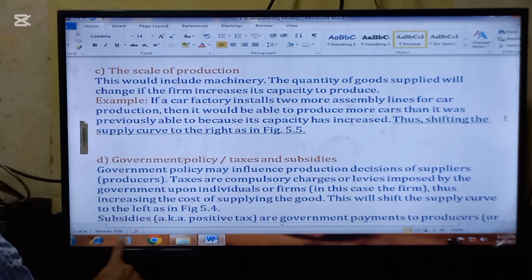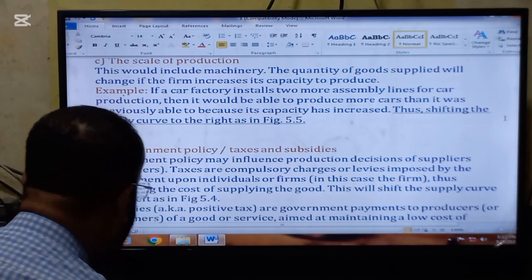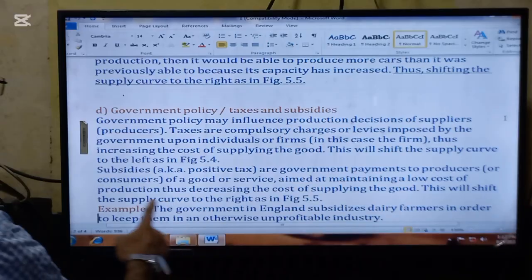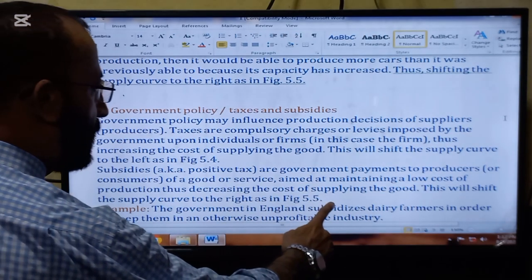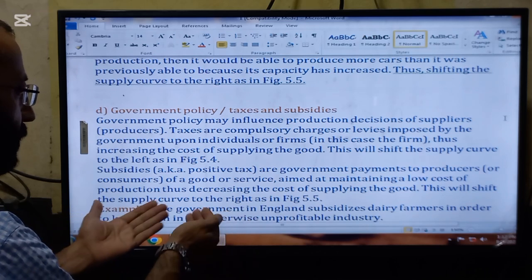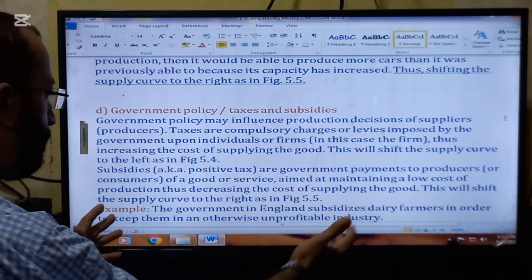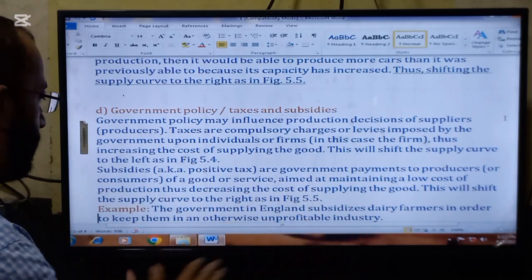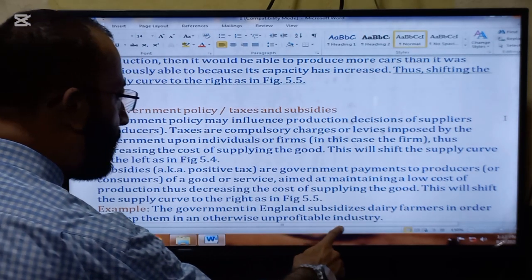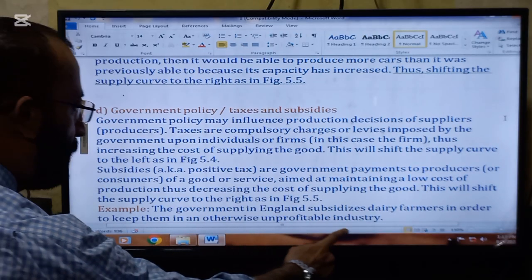On the other hand, subsidies, which are called positive taxes, are government payments to producers or consumers of a good or service aimed at maintaining a low cost of production, thus decreasing the cost of supplying the good. This will shift the supply curve to the right because the cost of production will be decreased, because the government is paying for the production and/or the government is paying the consumers.